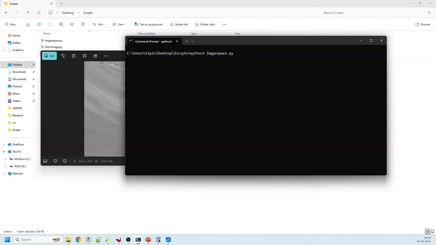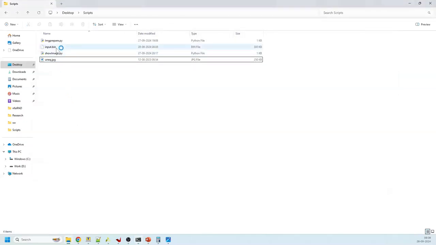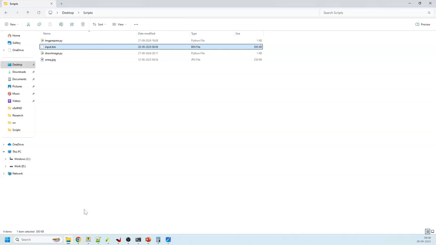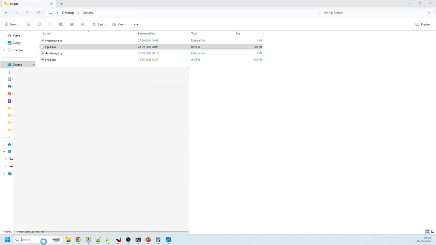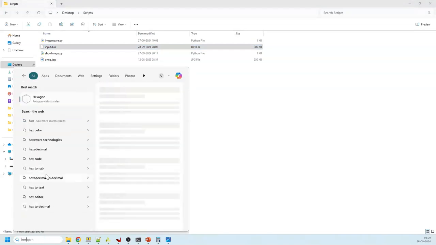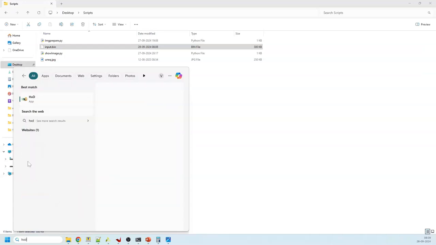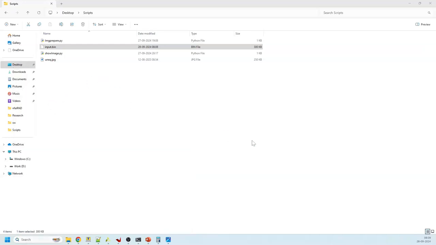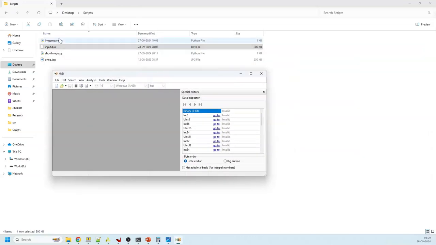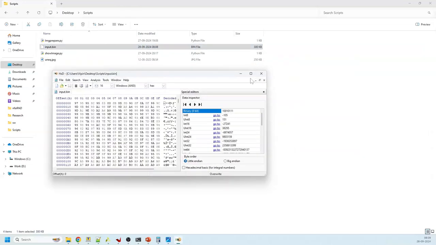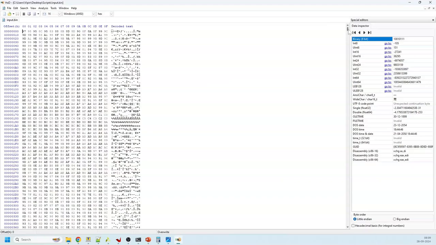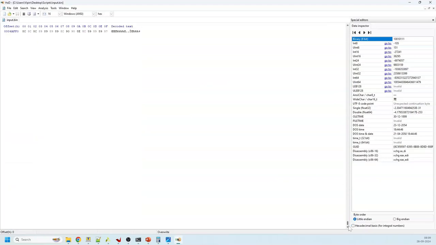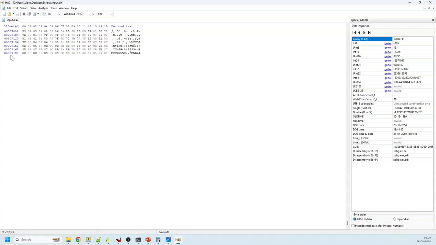Let's look at that. And it generates this input.bin, which is a raw binary. We can use any text editor and see that. The size of this file will be same as our image.